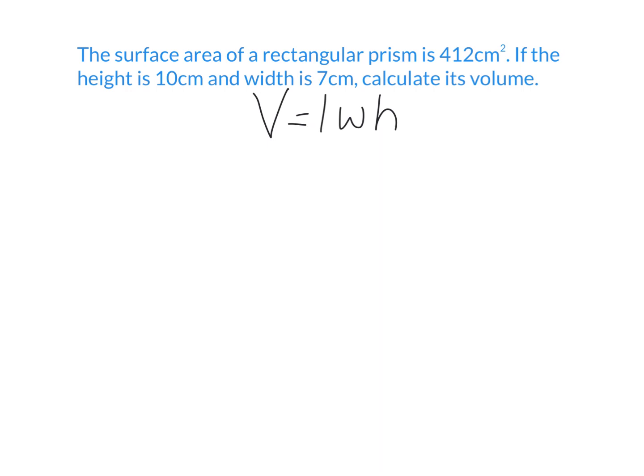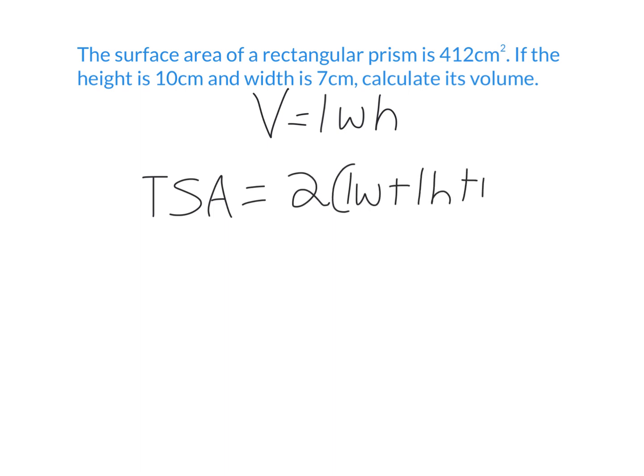So what we're going to need to do is take our information about the surface area and use this to calculate the length. So as I've said before, whenever you're finding a dimension, a side length, start off by writing the formula and substitute in everything you know. So we know the total surface area of a rectangular prism is 2 times length times width plus length times height plus width times height. So that is the formula.